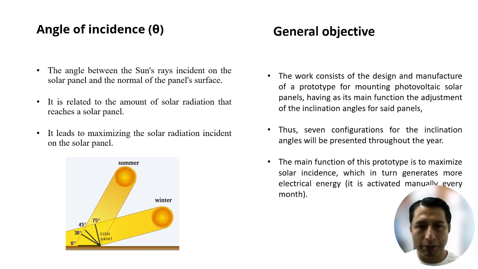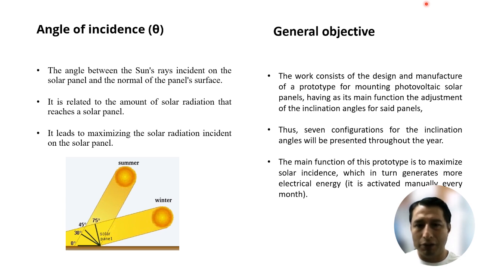Another important variable is the angle of incidence. It is the angle between the sun's rays and the normal of the surface. It is directly related to the radiation that reaches the solar panel. This gives you an idea that we have to maximize the incident solar radiation that will reach the panel.